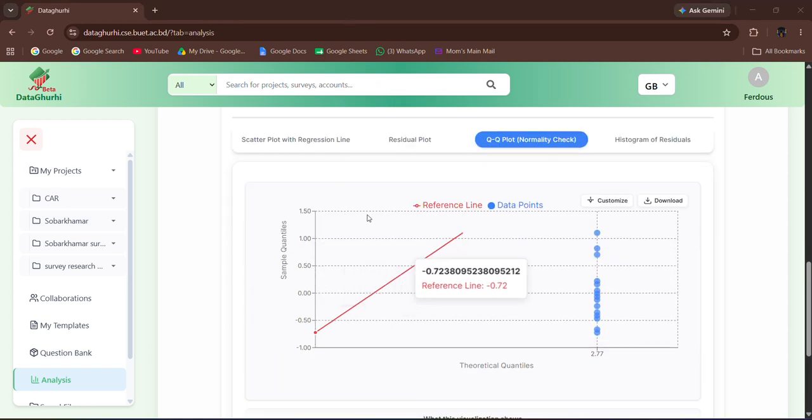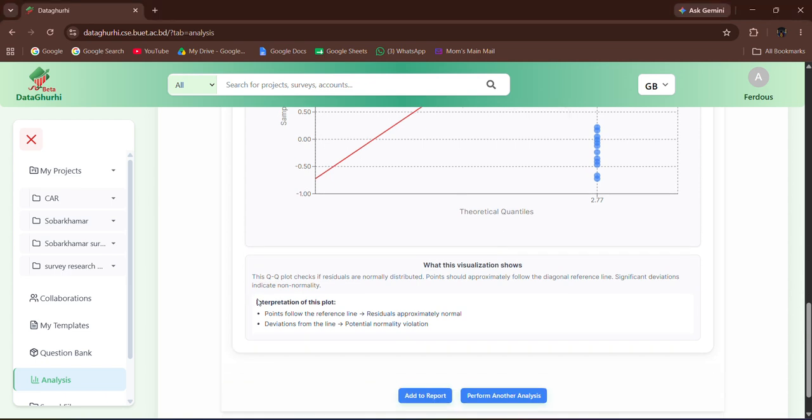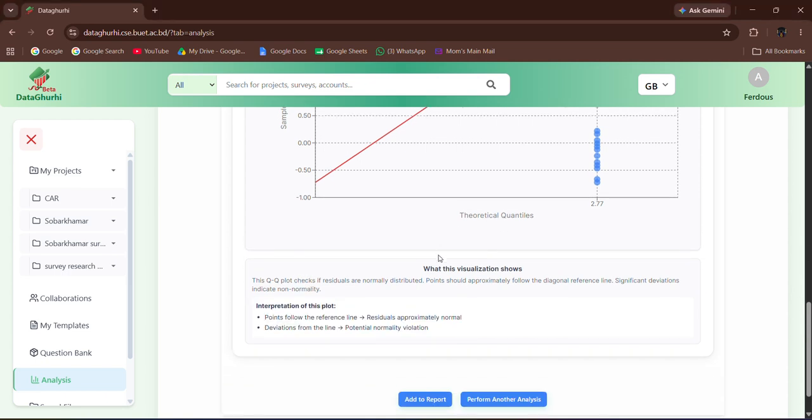Next is the QQ plot. The QQ plot is used to assess whether the residuals follow a normal distribution, which is one of the assumptions of linear regression. According to this, the points follow the reference line closely, indicating the residuals are approximately normally distributed. Here's the explanation of what it means.